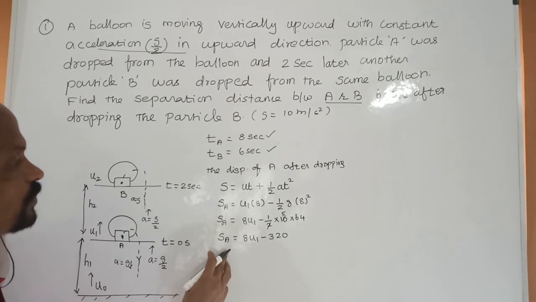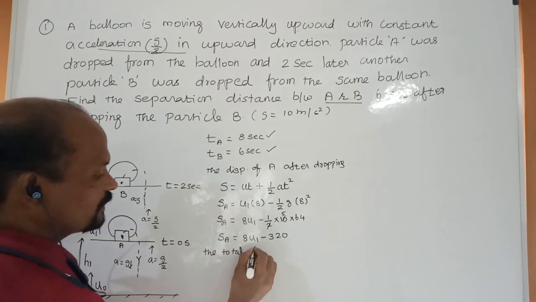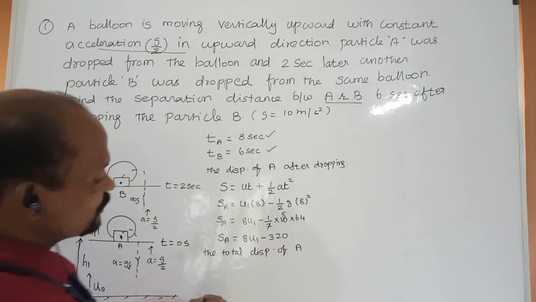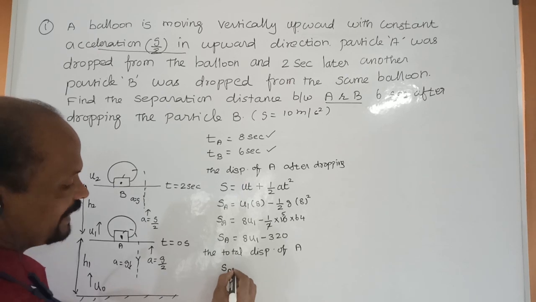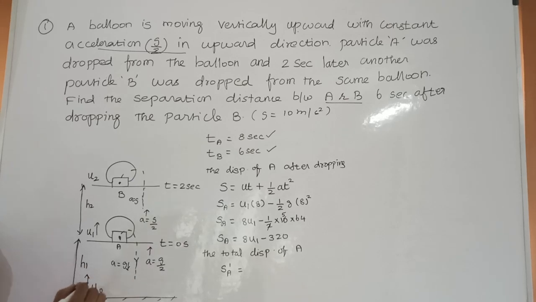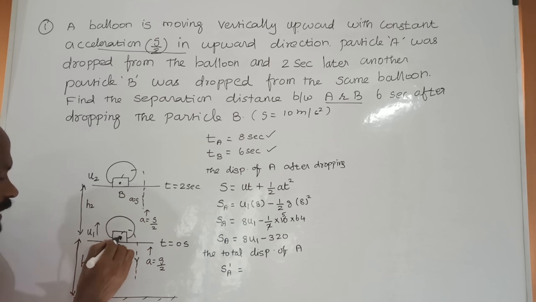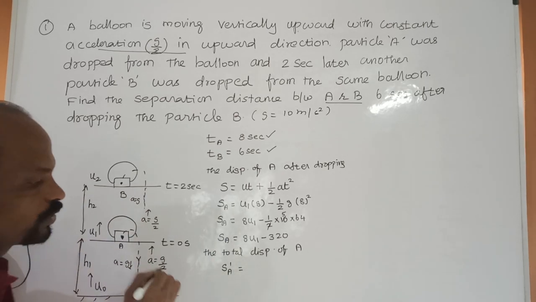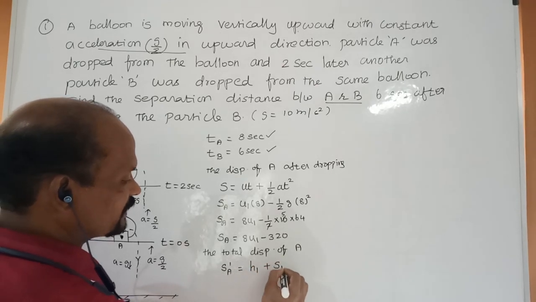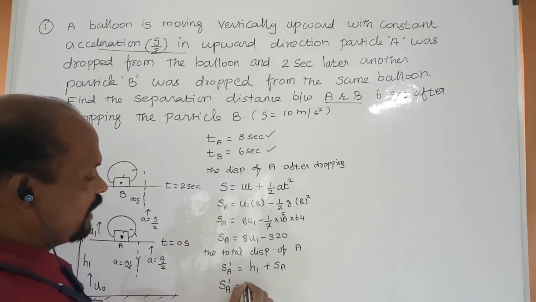Then the total displacement of particle A is represented by S_A dash. This is equal to H1, that means the certain distance at which particle A was dropped from the balloon. So S_A dash equals H1 plus S_A.